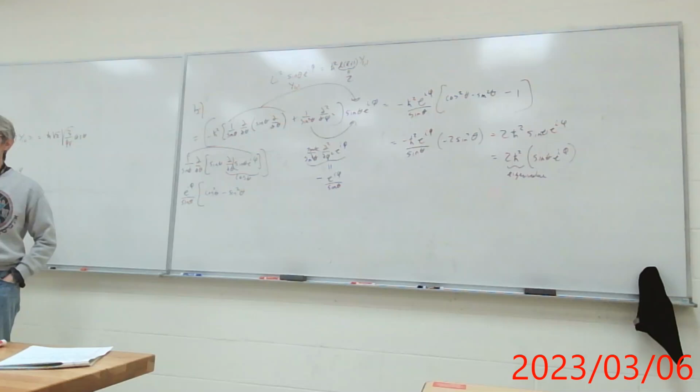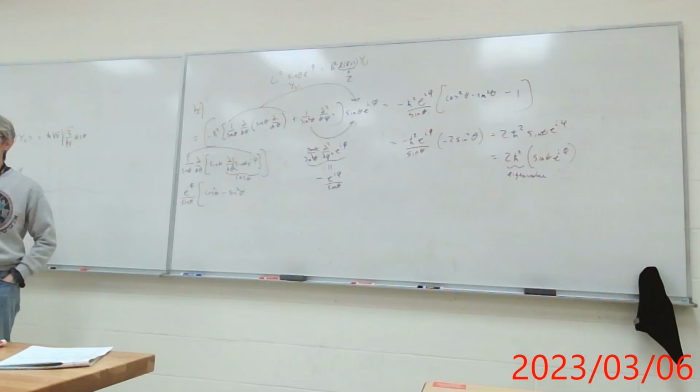Okay, and what do I get here? Now I'm going to operate with this on this. So I have 1 over sine theta d by d theta of sine theta d by d theta of sine theta e to the i phi. Okay, d by d theta of this. How am I doing? I think I did it right.